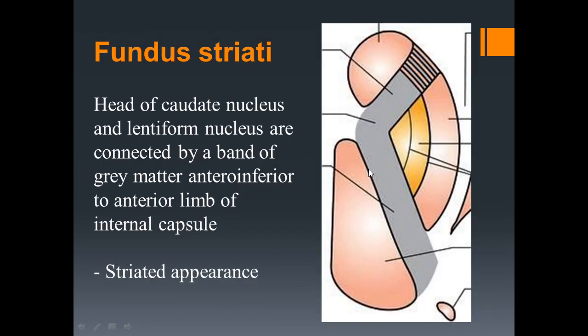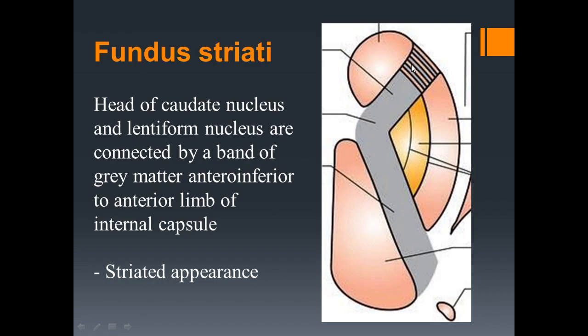Now what is fundus striatum? This is the head of the caudate nucleus and this is the lentiform nucleus. So the head of the caudate nucleus and lentiform nucleus are connected to each other by a band of grey matter. And this band of grey matter is situated antero-inferior to the anterior limb of internal capsule. So this is the internal capsule. This internal capsule has different parts. This is the anterior limb, this is the genu, this is the posterior limb.